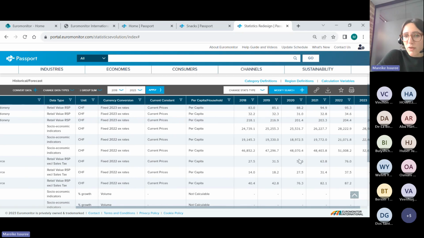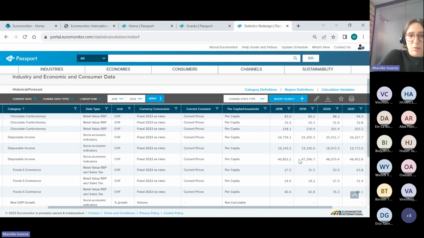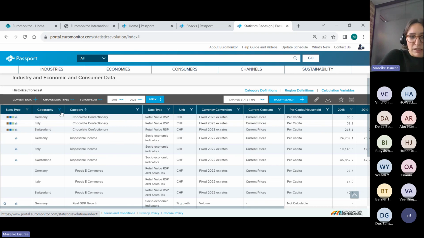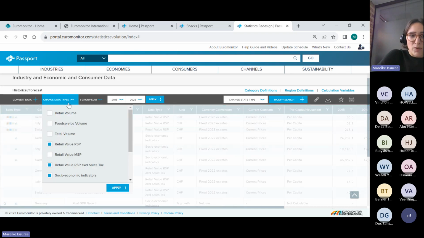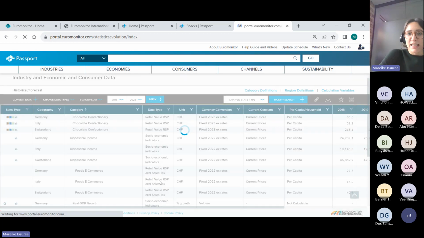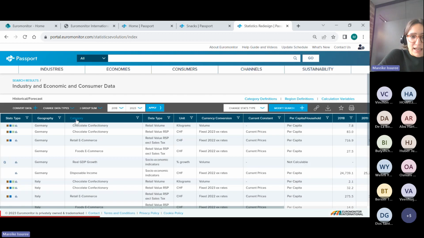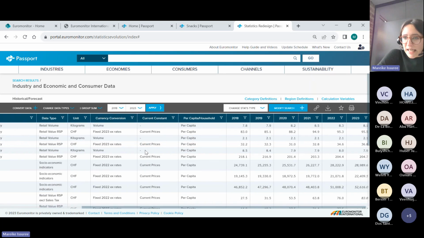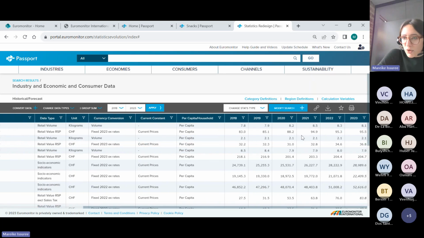Now, if we just wanted to focus on volume consumption, maybe that gives us a different picture. So just to let you know, there are so many different options in our statistics view. Instead of looking at retail value, we can also look at the volume consumption. So how much volume of chocolate is consumed per capita. So let's press apply, and we are getting an additional data set. Again, let's focus on the category chocolate confectionery. So what we are seeing here as another line is the volume consumption.